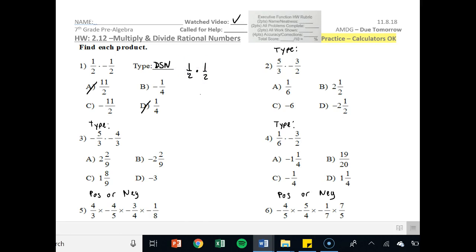So maybe write this off again to the side. 1/2 times 1/2. There's nothing to cross cancel, so just multiply straight across. Gets your answer of 1/4. We already said our answer is going to be negative, so B, negative 1/4. Okay. Problem like number 3.